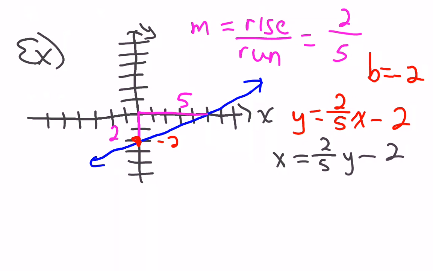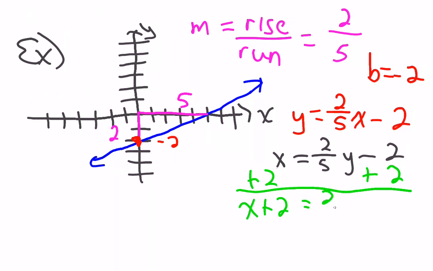And then the next step is to solve for y. So we're going to add 2 to both sides. So we have x plus 2 equals 2/5 y. Now remember, this one we can do in a couple different ways. To get rid of the 2/5, it's 2/5 times y, so we can divide by 2/5. Another way to think about it is to multiply by 5/2, the reciprocal, which means we have to multiply the whole other side by 5/2 as well.